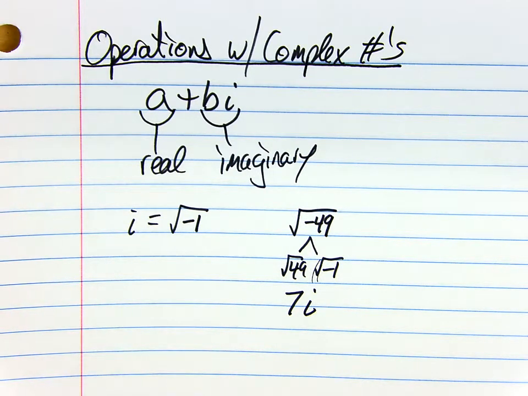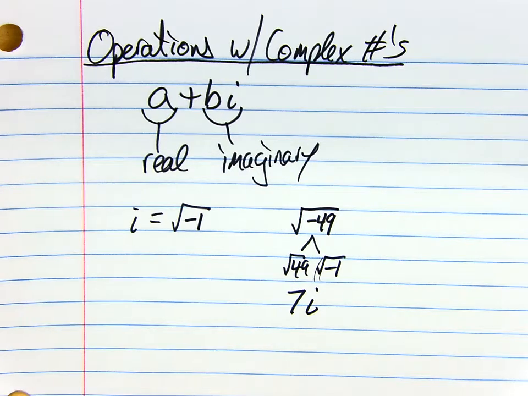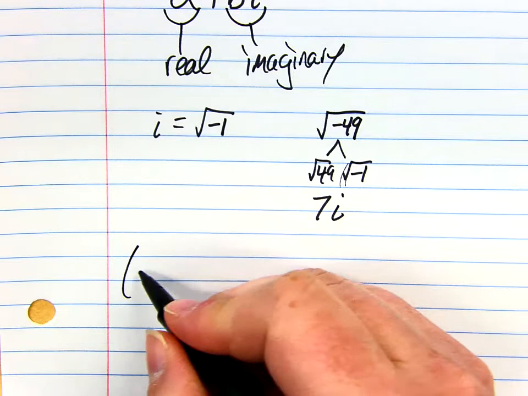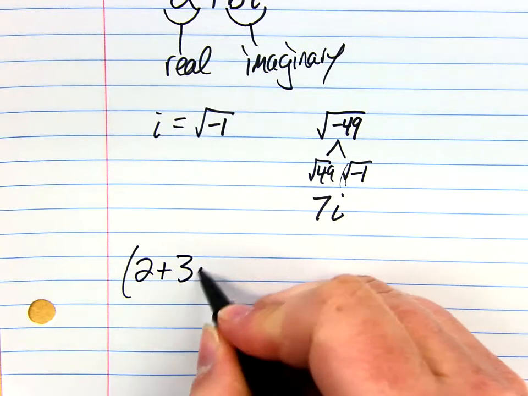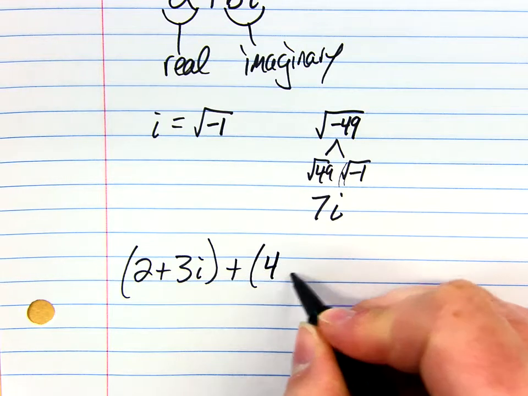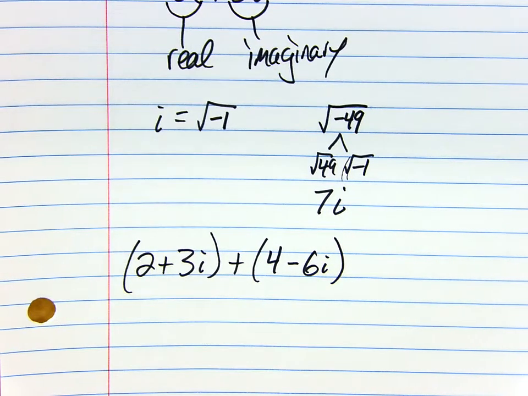And then we just started touching a little bit on, say I wanted to do some operations with these complex numbers. So for example, if I wanted to add together 2 plus 3i plus 4 minus 6i. So here's two complex numbers and I want to add them together.